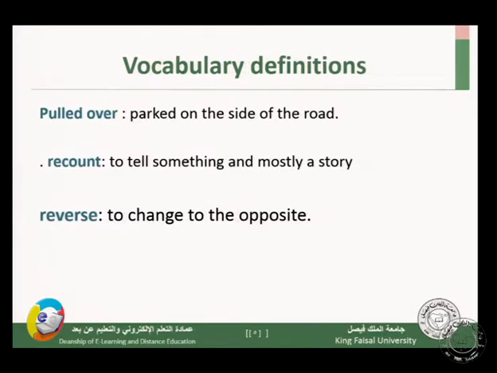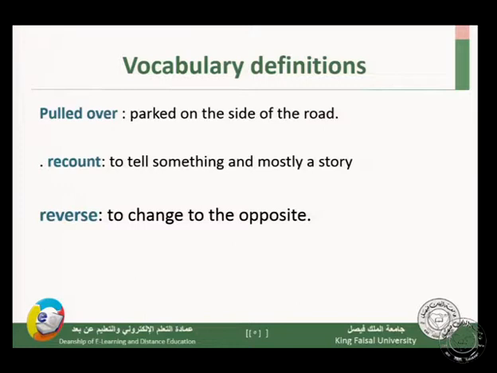So the first word we have in the vocabulary definitions section is pulled over. Pulled over means parked on the side of the road. So when someone tells you pull over, or when the police tells you pull over your car, that means stop your car on the side of the road, not in the center of the road. Recount is to tell something, mostly a story. So recount is the act of narrating a story.